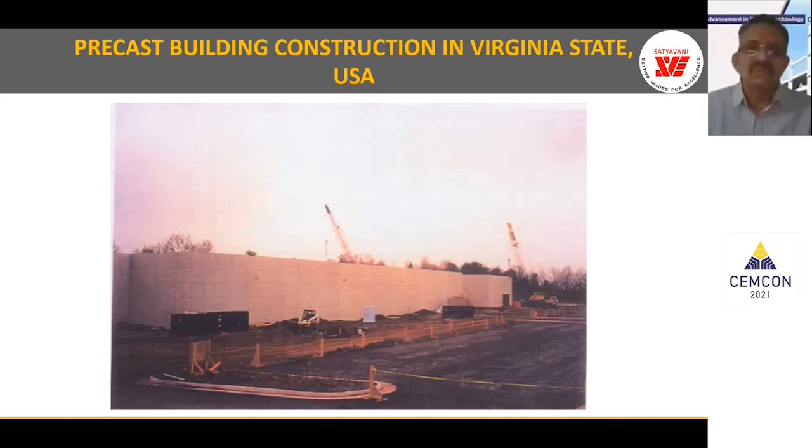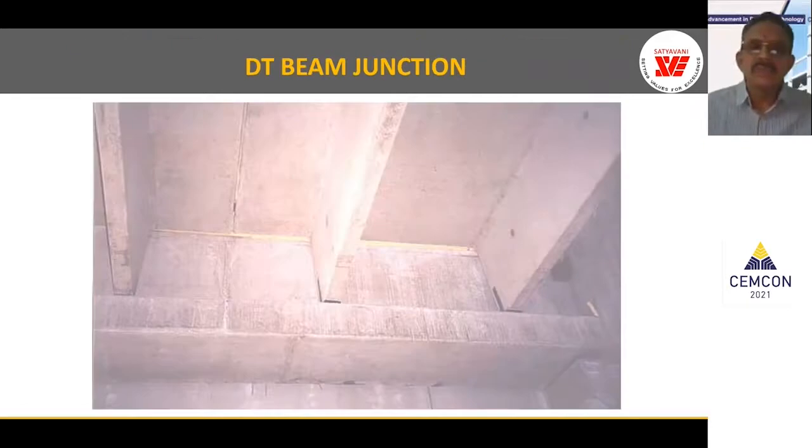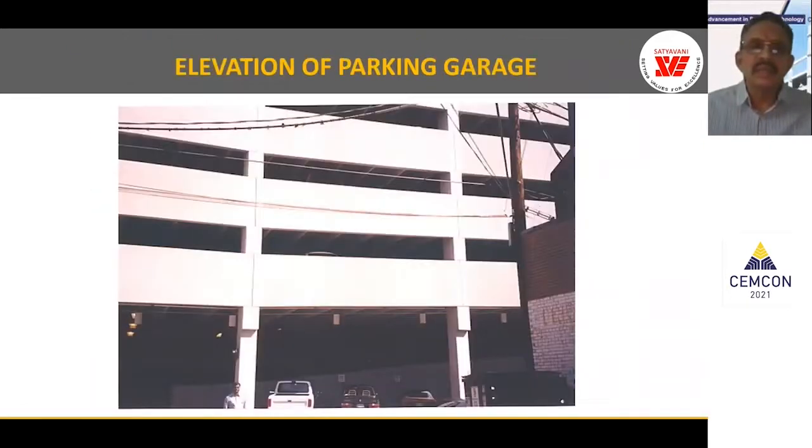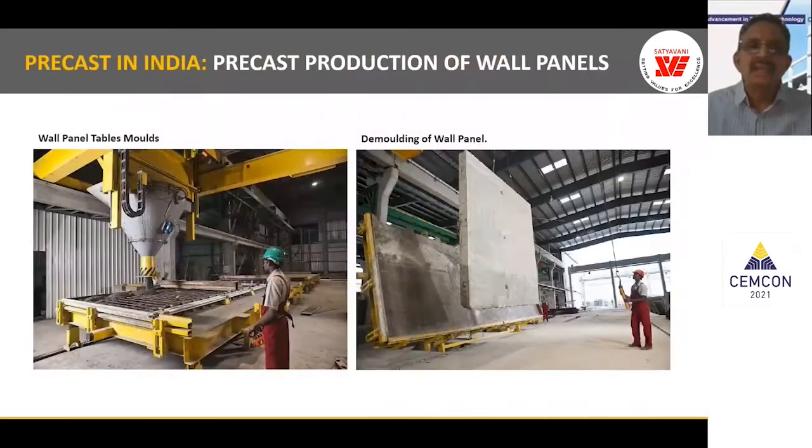For example, this 1 lakh square feet building is completed in a month's time. And even in India, we have many examples of shopping malls of 2 lakh square feet being completed in 2 months' time. So these are also some of the junction details and multi-level parking garages. And these are some of the demolding of the wall panels, which is the simplest technology.